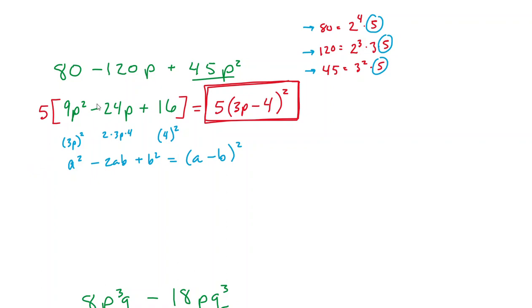But notice that we could have factored this using our step 4 method. We could have done 9 times 16, and found the factors of that product that add up to negative 24, and we could have done the 4 square method, and it would have worked. We would have gotten 3p minus 4 times 3p minus 4. So it would have worked, but you're right, this was a lot easier if we could recognize the pattern. Okay.